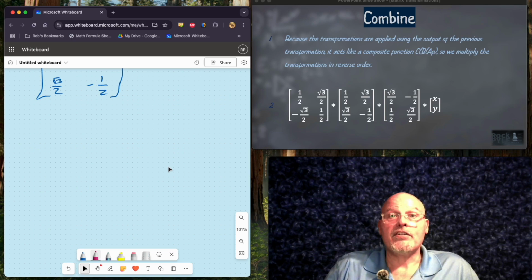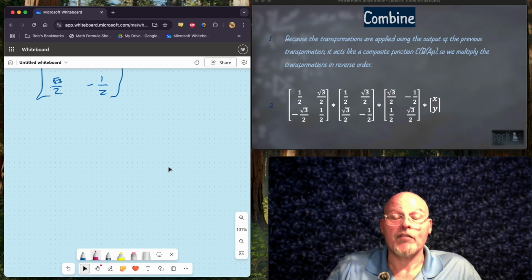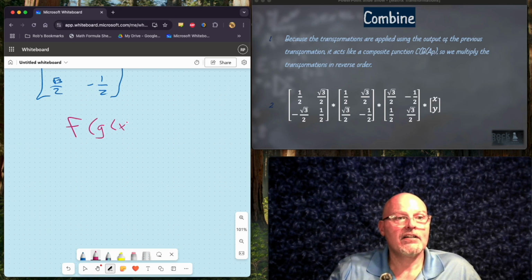Because the transformations are applied using the output of the previous transformation, it acts like a composite function. So if you had f of g of x, it's written this way, and you have to start on the inside because the output of g is what the input to f is.